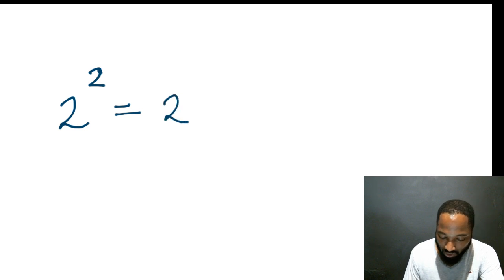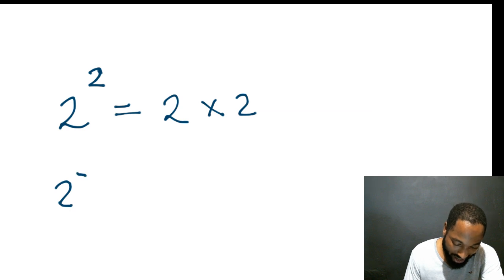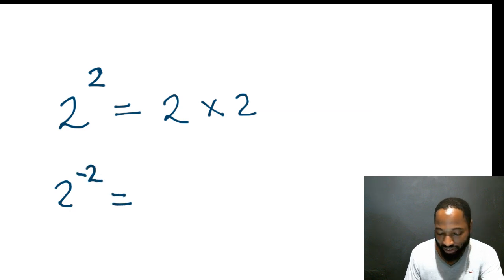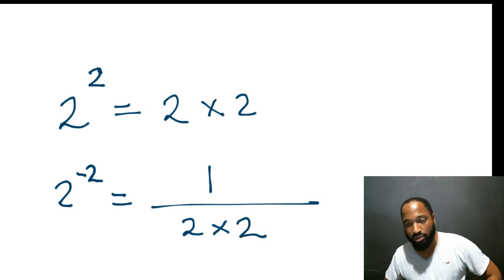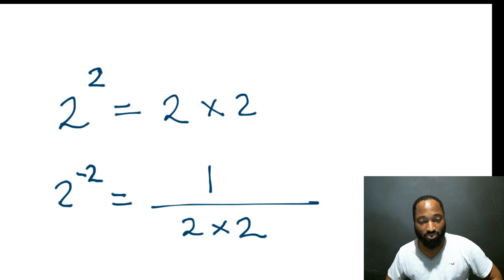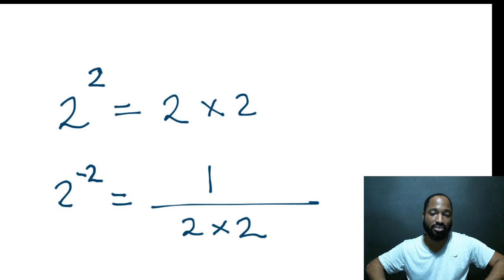If you have a number, let's use 2, since 2 gets used a lot tonight, and we put it to the power of 2, it actually means 2 times 2. But if we put the number 2 to the power of negative 2, it actually means 1 over 2 times 2. So that's what it means. If you see that negative sign and you're dealing with an index, it means those numbers are on the underneath.